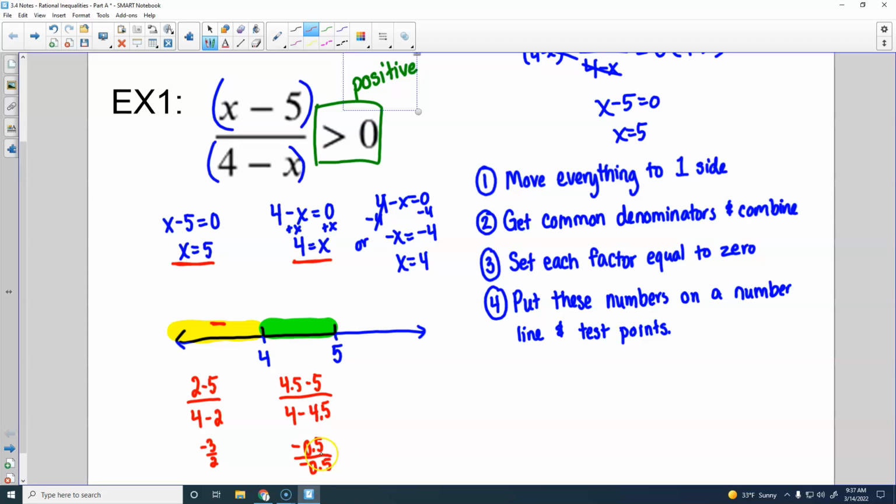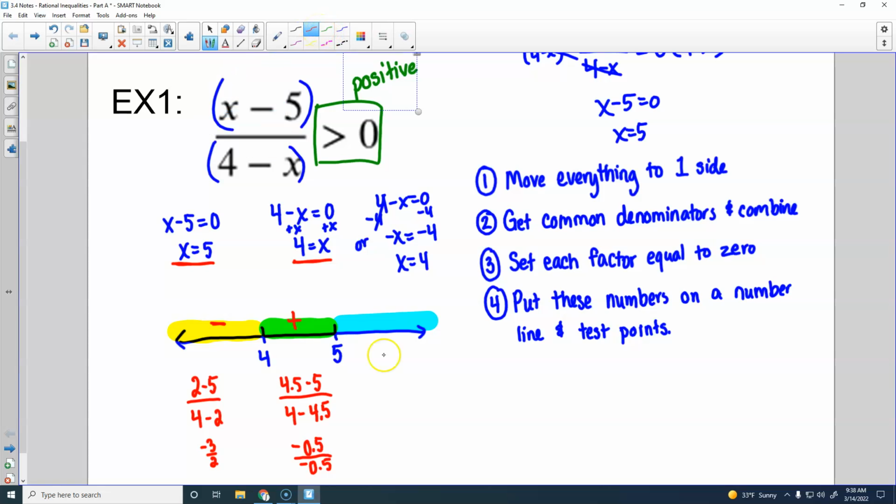And if you have negative over negative, what's that going to give you? Positive. So you get a positive right there in the middle. And that should be the case for anything between 4 and 5. So if we did 4.1 or 4.9 or 4.2, we should get the same there. And then the last section that we're going to look at is anything bigger than 5. Okay? So Summer, pick me a number bigger than 5 that you want to try.